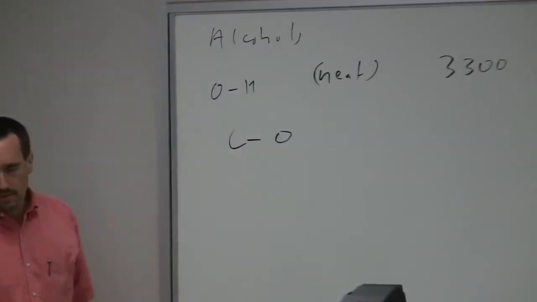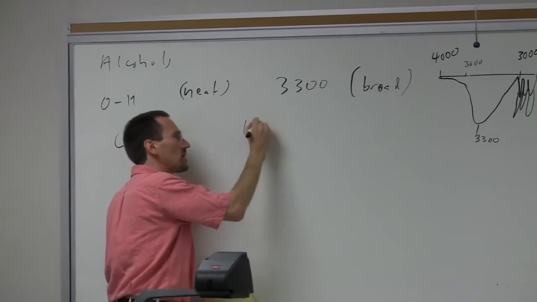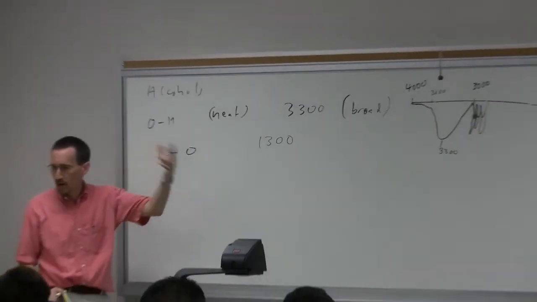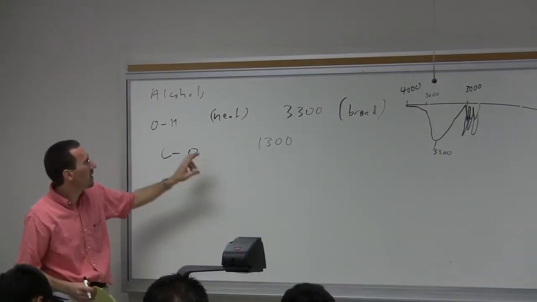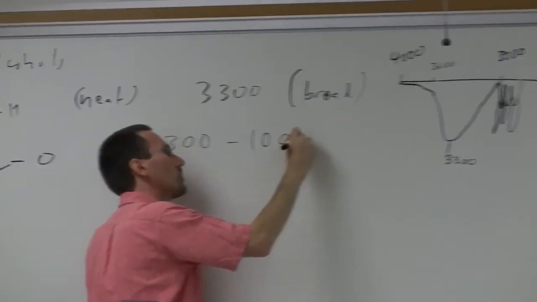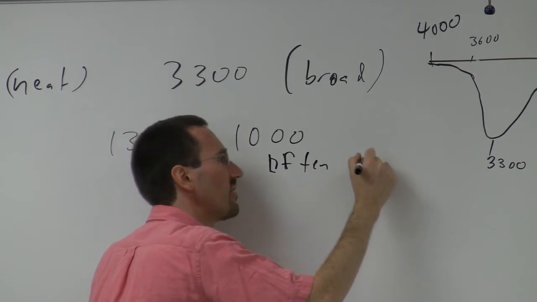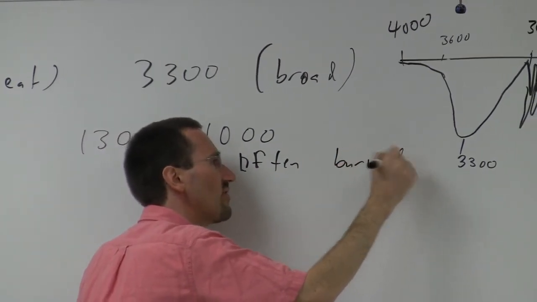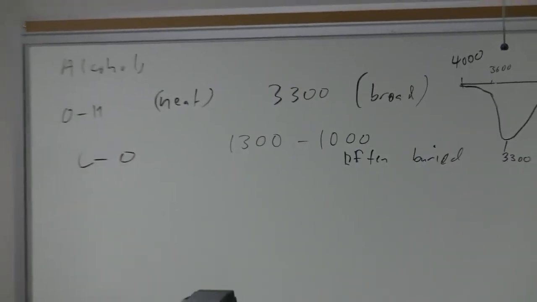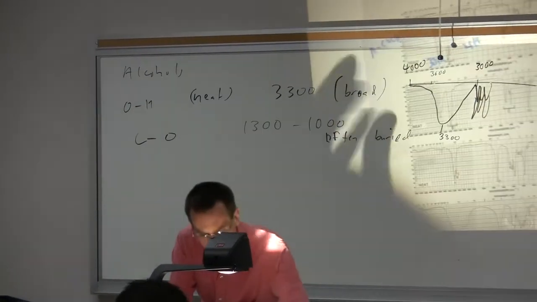As I said, I'm not putting so much emphasis on the fingerprint region. You can sometimes look for corroboration. CO single bond, we talked about it last time in comparison to a double bond when we were talking about a harmonic oscillator and frequencies and the bond strength for single bond versus double bond. So usually somewhere between about 1,300 and 1,000, but I'm going to say often buried in other stuff. And again, even more so in bigger molecules. All right, let me take an example of an alcohol just so you can see something apart from my little pigeon drawing over here.